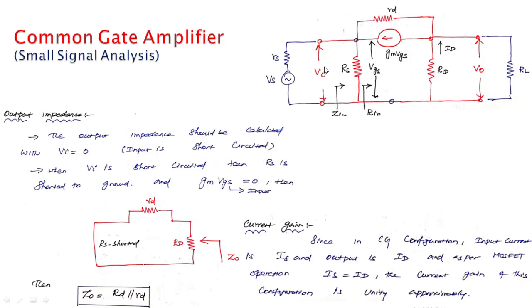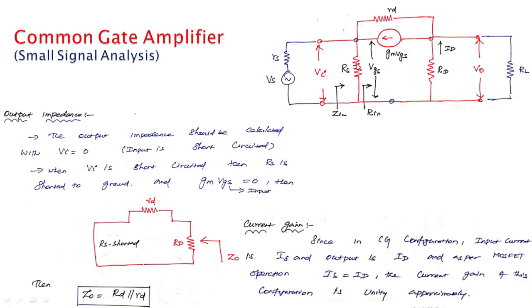So to calculate the output impedance, we have to short circuit Vi. When we short circuit Vi, this RS is short circuited. So Vi is short circuited means the VGS will be 0, the input voltage will be 0. So in GM VGS, VGS is 0, so this current is also 0. So there will be no current at that place.